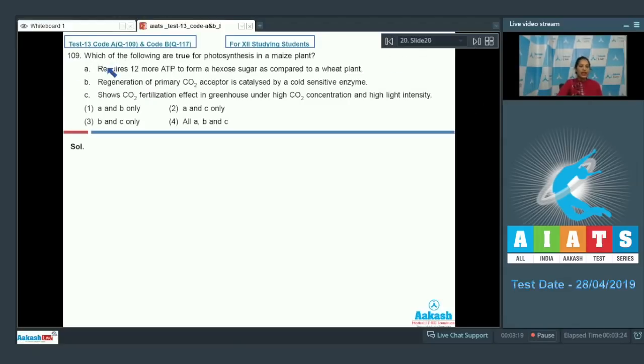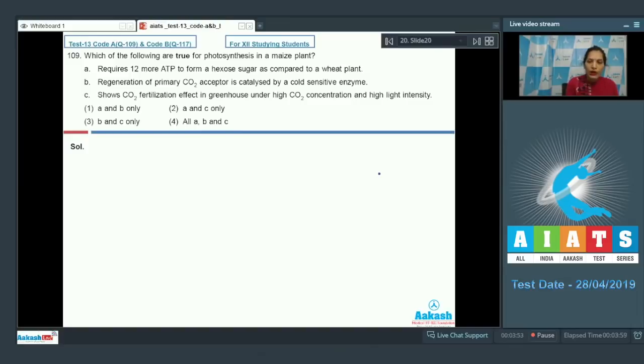Question number 109. Which of the following are true for photosynthesis in a maize plant? A. Requires 12 more ATP to form a hexose sugar as compared to a wheat plant. B. Regeneration of primary CO2 acceptor is catalyzed by a cold sensitive enzyme. C. Shows CO2 fertilization effect in greenhouse under high CO2 concentration and high light intensity. First option A and B only, second A and C only, third B and C only, fourth all A, B and C. This is an amazing question.